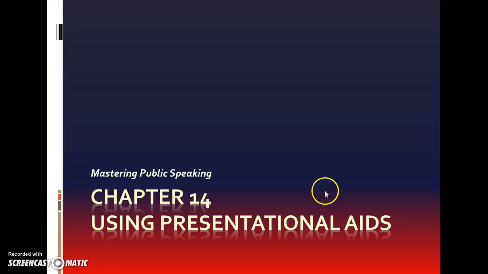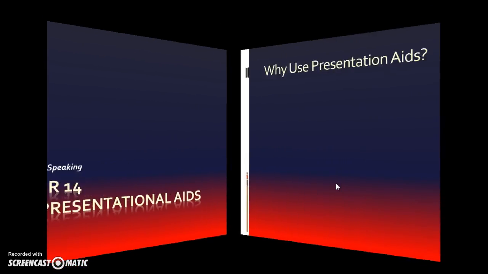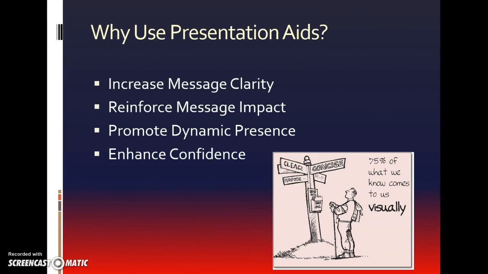Chapter 14, Using Presentational Aids. Why do we use presentational aids? First of all, look at my little comic there. 75% of what we know comes to us visually. When you can enhance your presentation by showing things to the audience that helps solidify things in their memory, that is always a good thing.